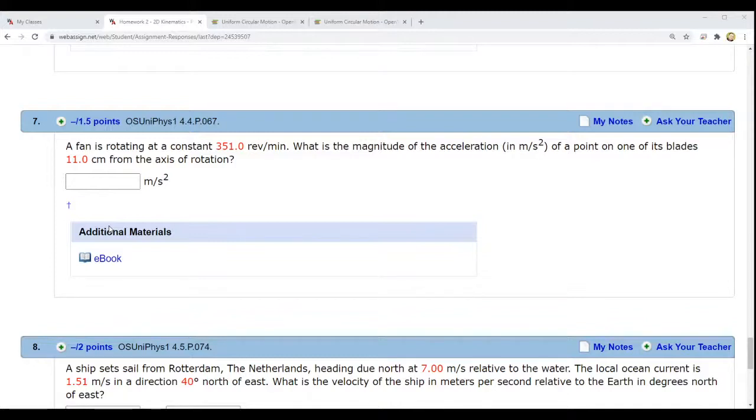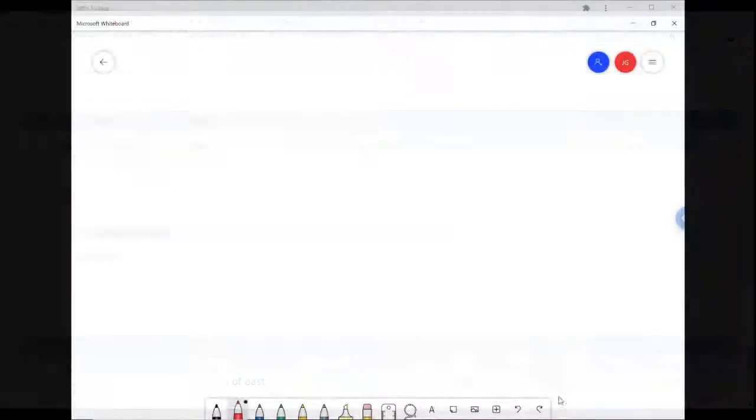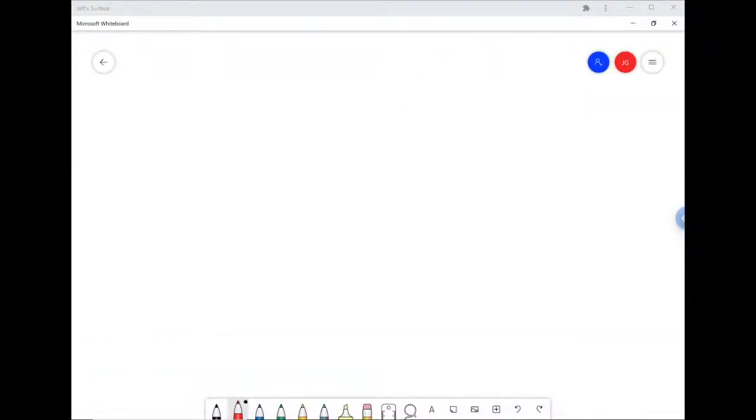All right, so let me draw. I read the problem. I want to apply my template, my technique, my framework for problem solving. So step 1, read the problem.